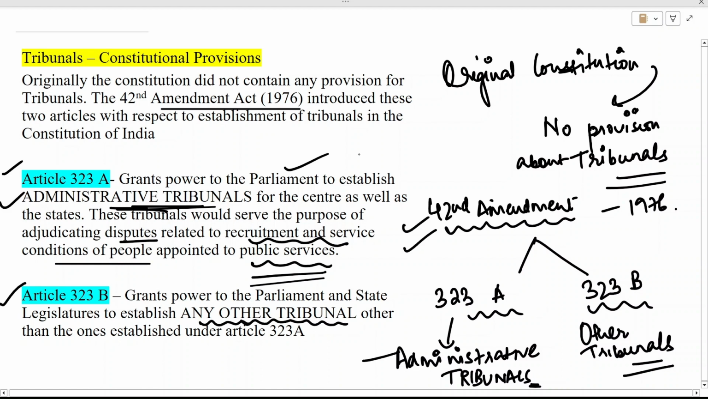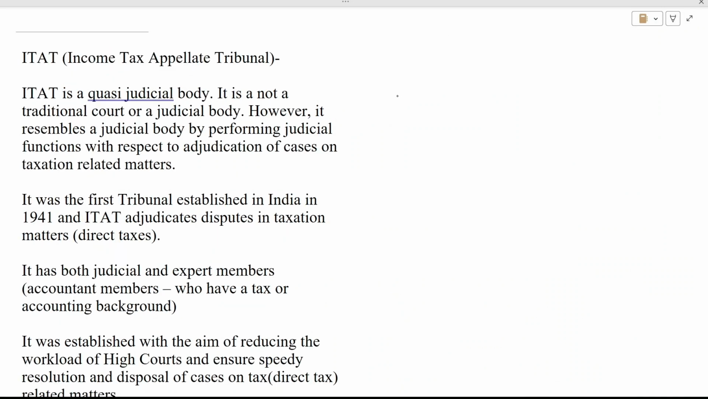Now the parliament and the state legislature have this power that if they want to constitute a tribunal for a specific purpose, then they can do it. So these are the two constitutional provisions with respect to tribunals. Now your syllabus specifically talks about two kinds of tribunals. One is the ITAT, the Income Tax Appellate Tribunal, and one is the NGT, National Green Tribunal. So I'm just giving you a brief idea about these two tribunals.